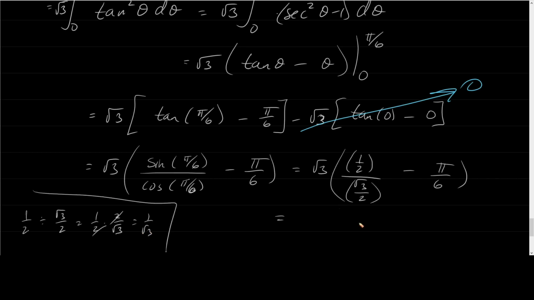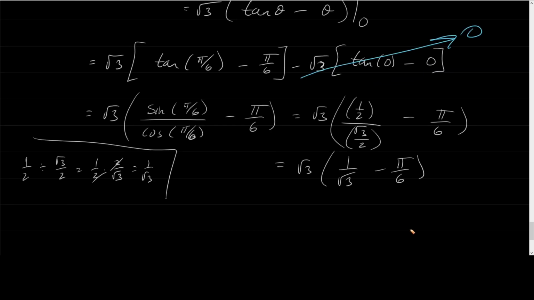Right? So that was this part right here. So I've got radical 3 times 1 over radical 3 minus pi over 6. All right. If you really wanted to, we could distribute the radical 3, and I end up with 1 minus radical 3 pi over 6, right? And I'll leave it at that. If you really wanted just one fraction, we'd have 6 minus radical 3 pi, all right?